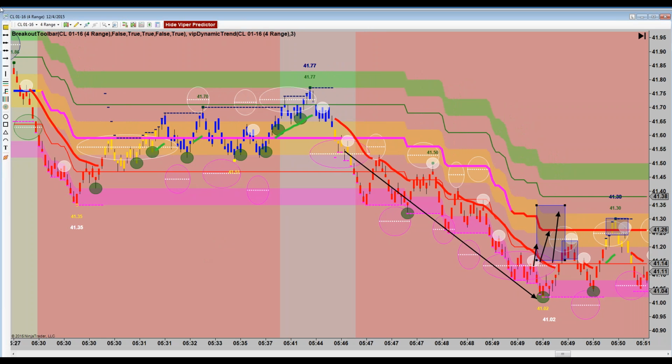Let's try one more crude trade here. Any questions on what I'm showing? No? Okay. Ready? I'm going to make this one really fast. This is a quick one. You're going to get 10 seconds on this one. Ready?